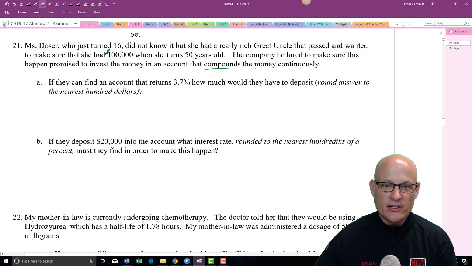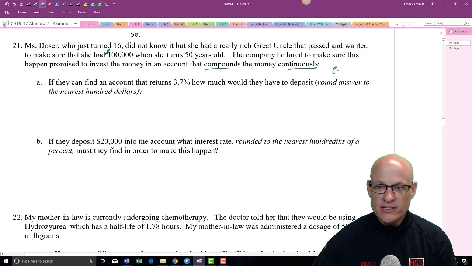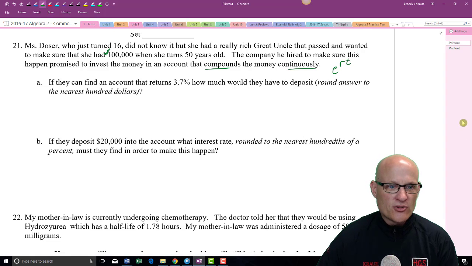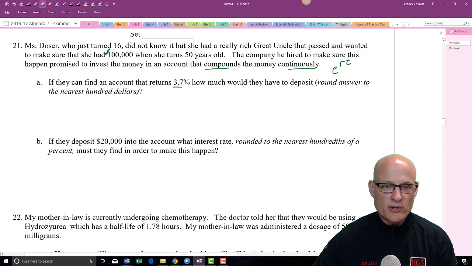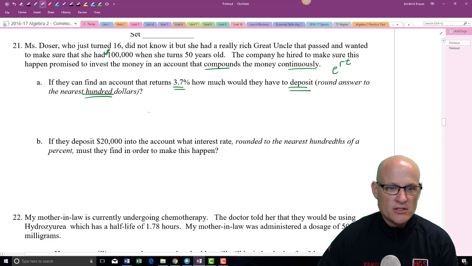Anytime it's compounding continuously, that's e to the RT. So if they can find an account that returns 3.7%, how much would they have to deposit? Round your answer to the nearest $100. That's tricky. So we want to end up with $100,000. It's actually a very easy question.